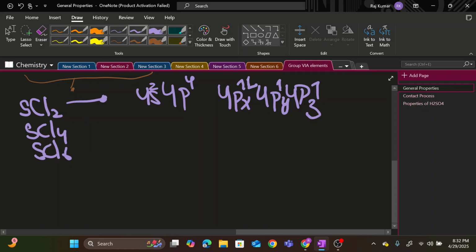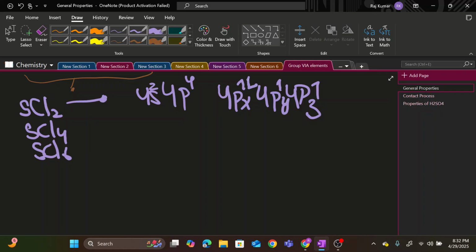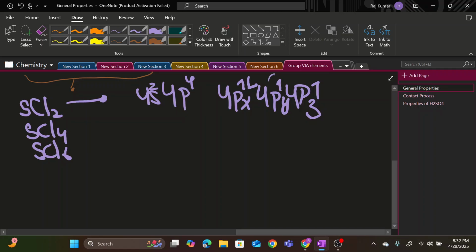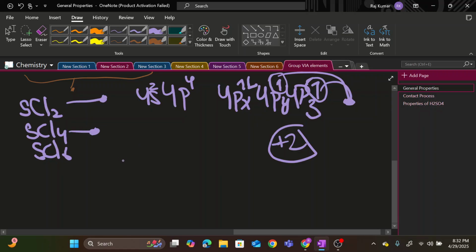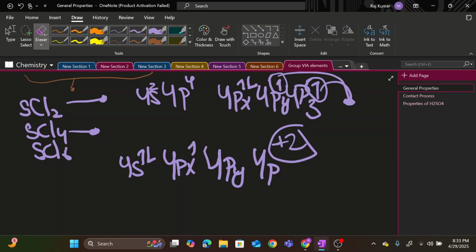But what if I donate both of these electrons? When both of these electrons are given, it can empty both of these orbitals, and thus it can gain a +2 charge. The second condition: let's take the second atom. In this second case, this is 4s, and then we are going to have 4px, 4py, 4pz. Let me erase it.